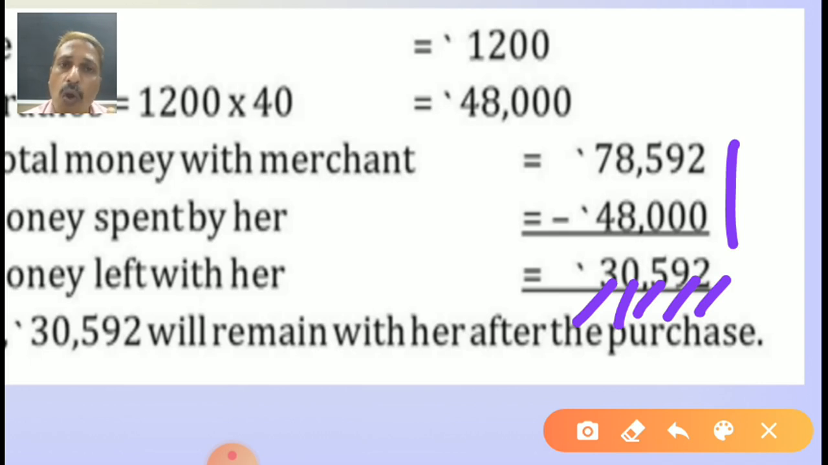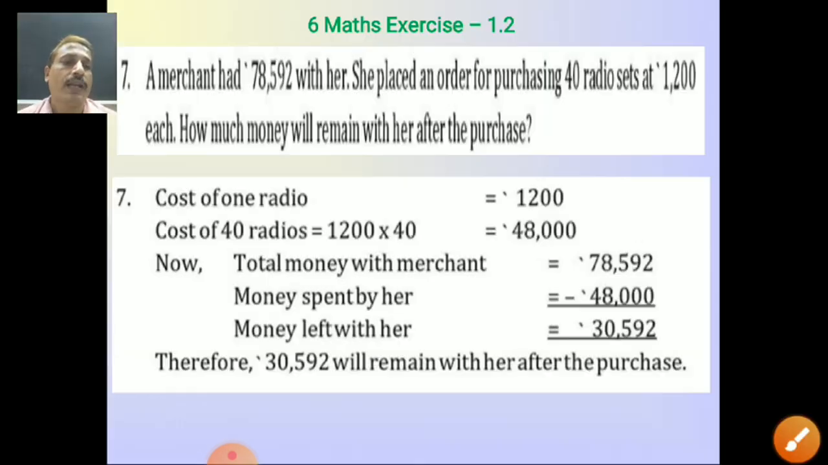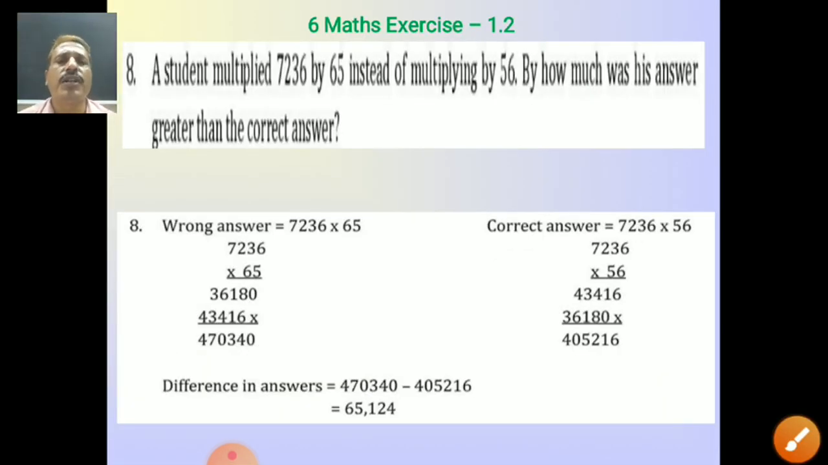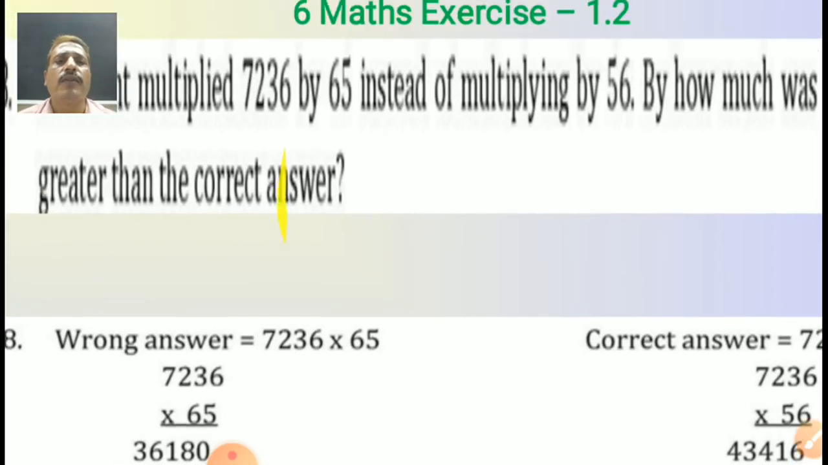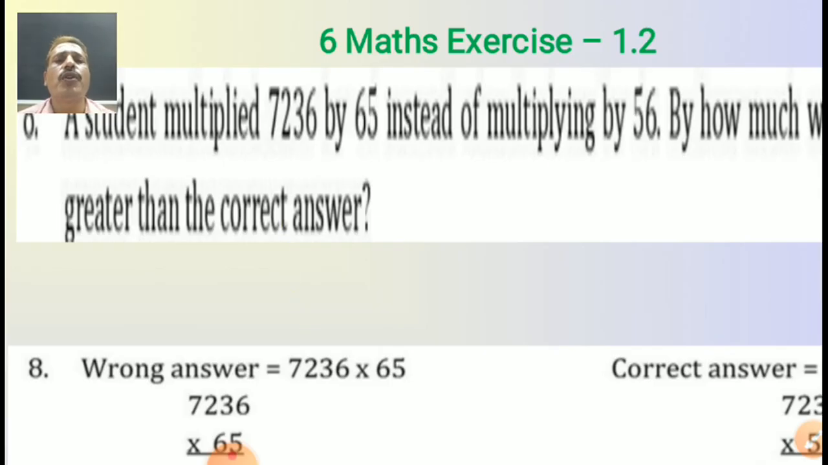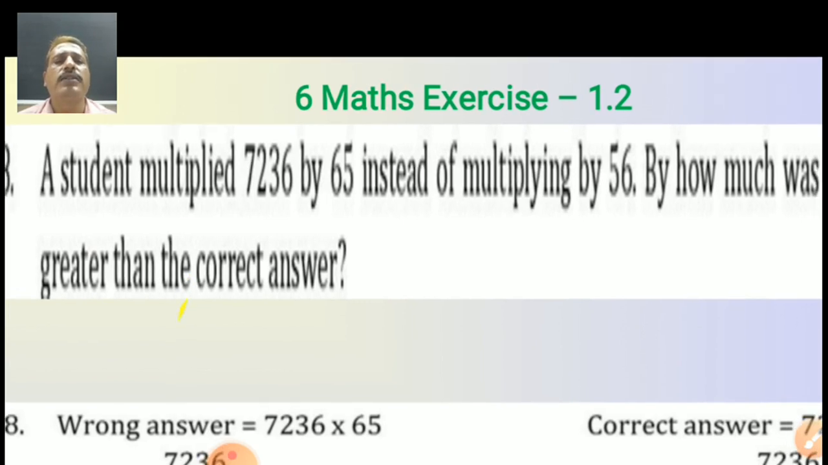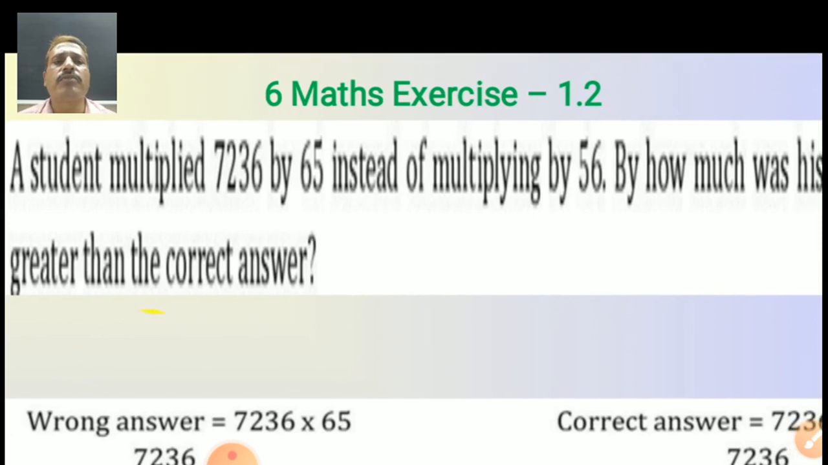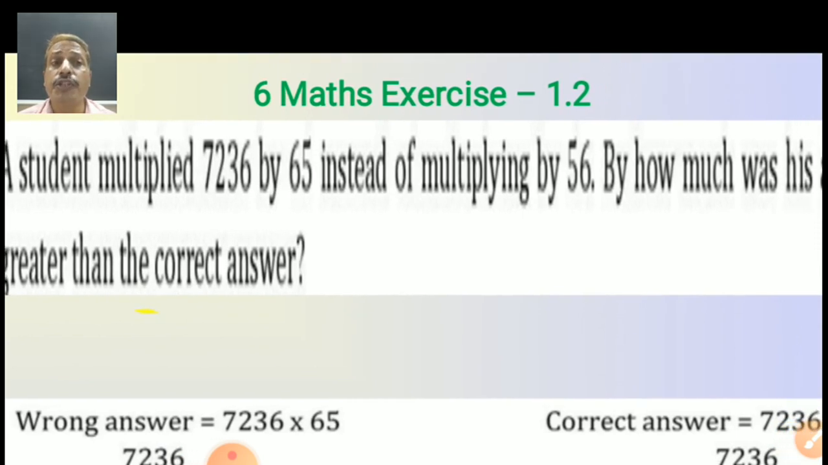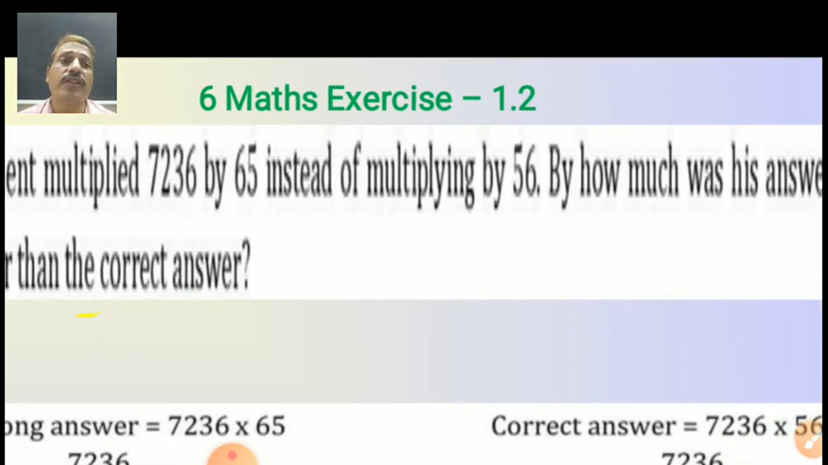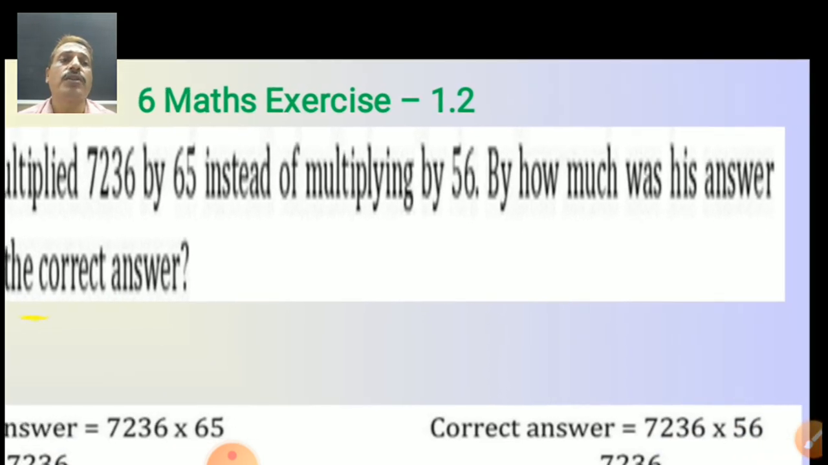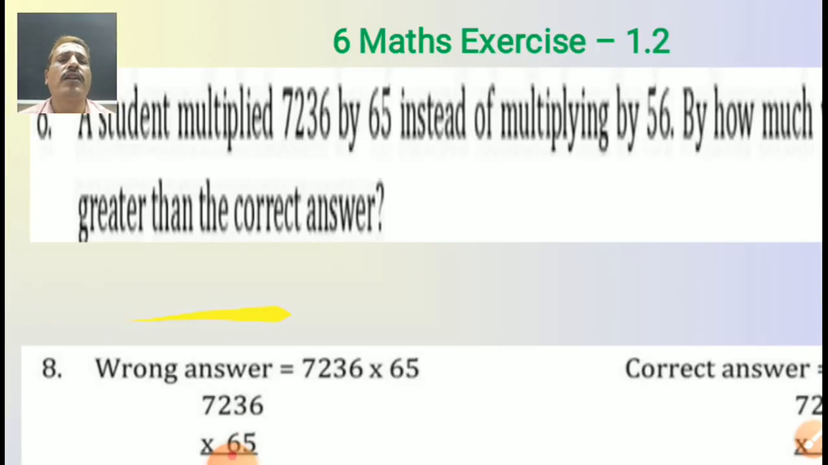You can make your own sentence, students. Understood? Okay? Good. Now the last question for today's session is the 8th one. Look here, the question is: a student multiplied 7,236 by 65 instead of multiplying by 56. By how much was his answer greater than the correct answer?